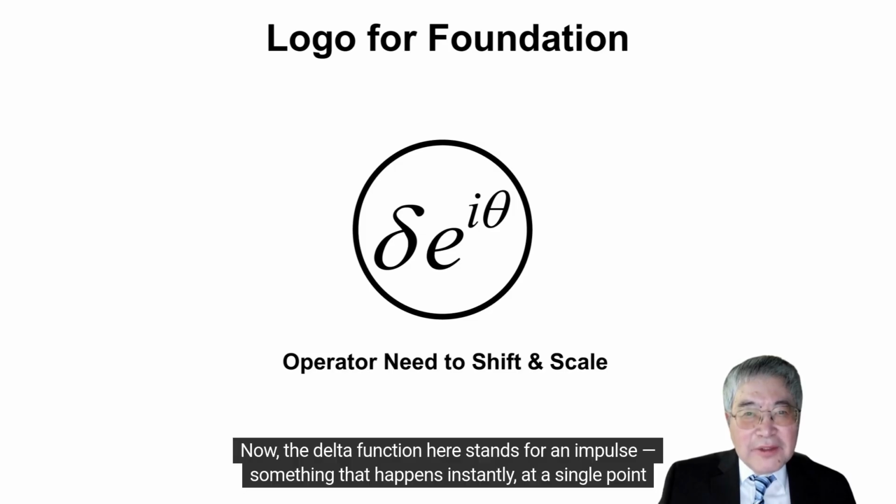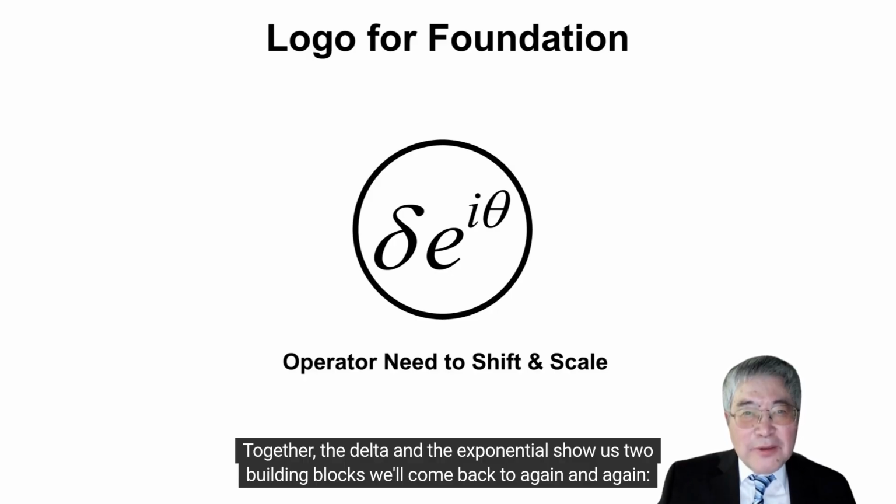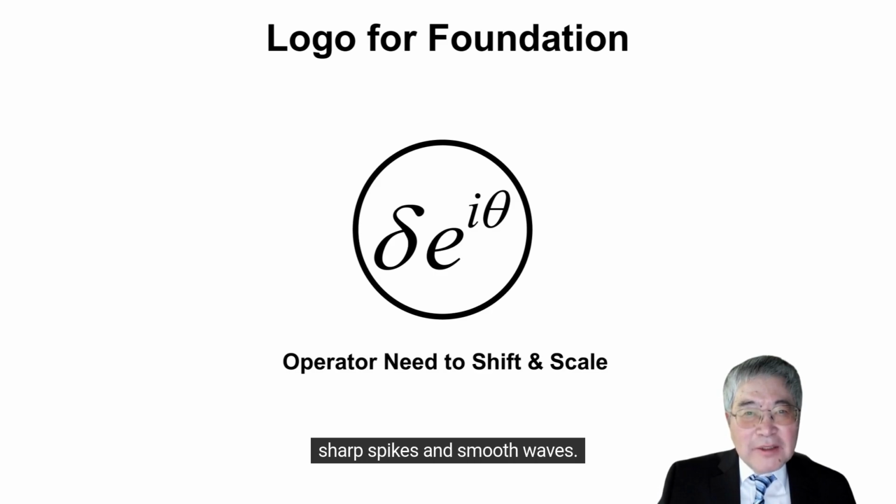Now the delta function here stands for an impulse, something that happens instantly at a single point in time. Together, the delta and the exponential show us two building blocks we'll come back to again and again, sharp spikes and smooth waves. But that's not enough to build real-world signals.